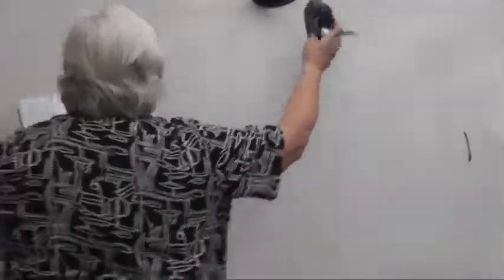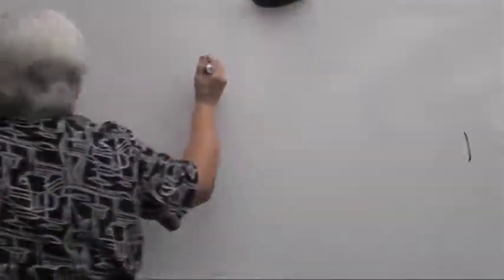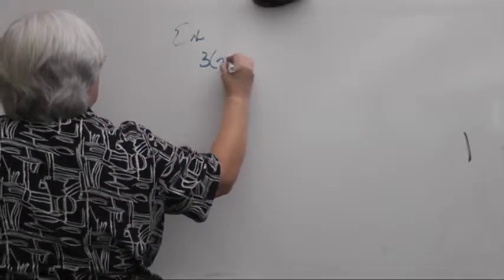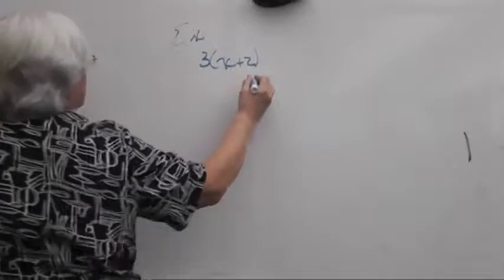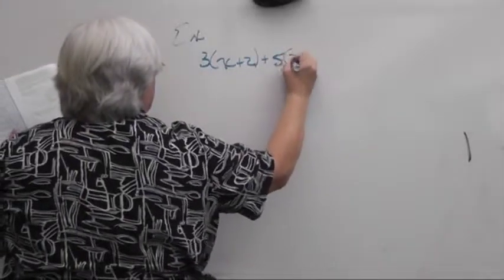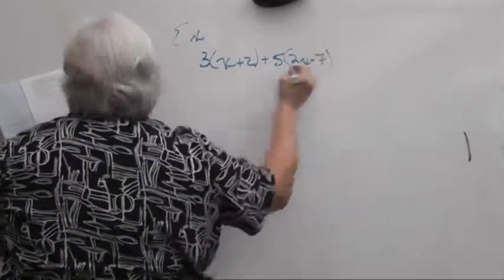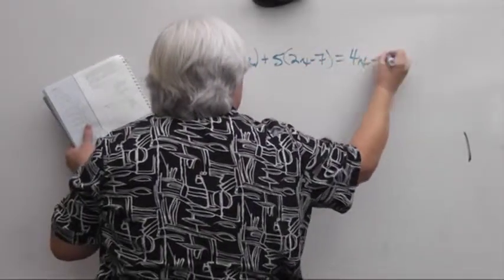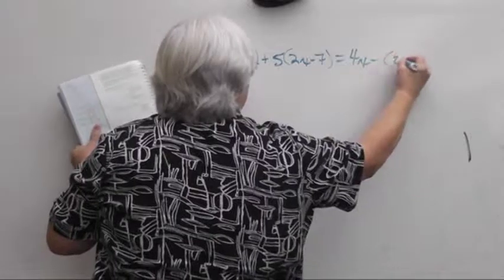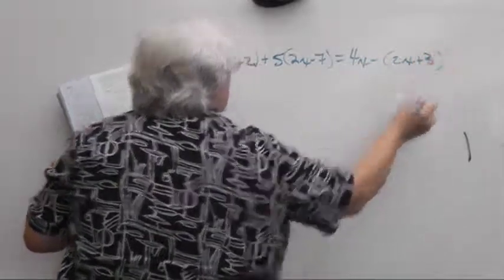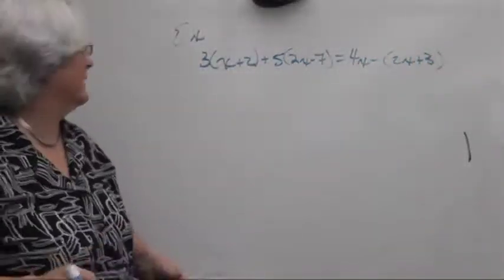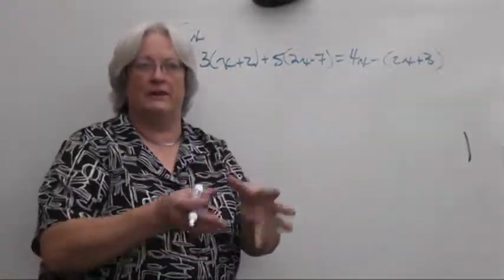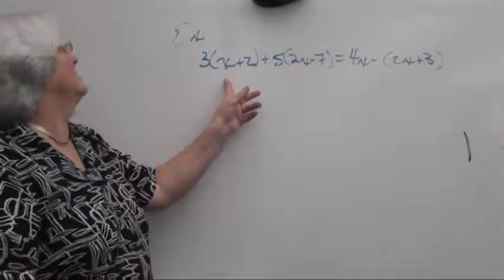Okay, we have several parentheses involved here. This is example 5. We have 3 times the quantity x plus 2 plus 5 times the quantity 2x minus 7 is equal to 4x minus the quantity 2x plus 3. Okay? We have several parentheses, means we're going to have to apply the distributive property 3 separate times.